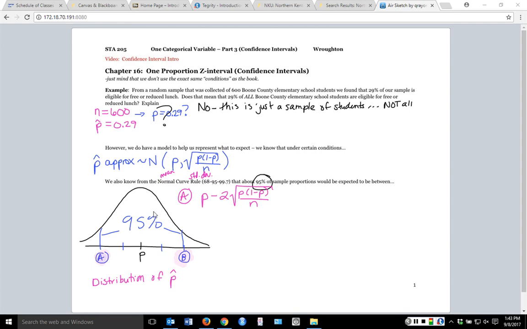That's how I would actually find that point from a mathematical standpoint. Once I have actual numbers, I can do the subtraction and figure out what that point is. For B, we're just doing the opposite. We're going up 2 standard deviations, so we're also going to start at p, but this time we're going to add 2 standard deviations. So 95% of our sample proportions would be between these 2 numbers. Now this is great in theory, but there's a couple of problems with this picture.